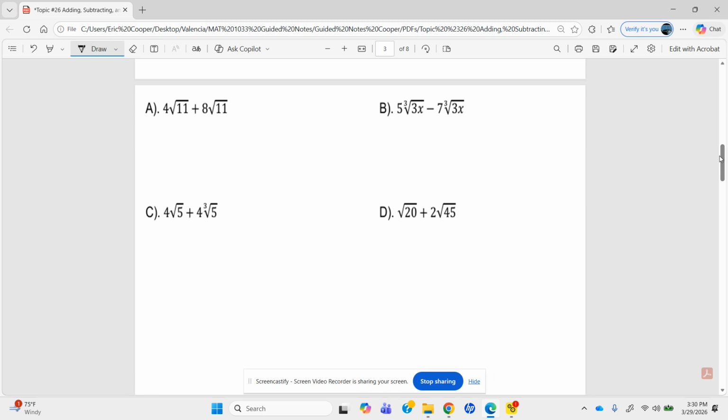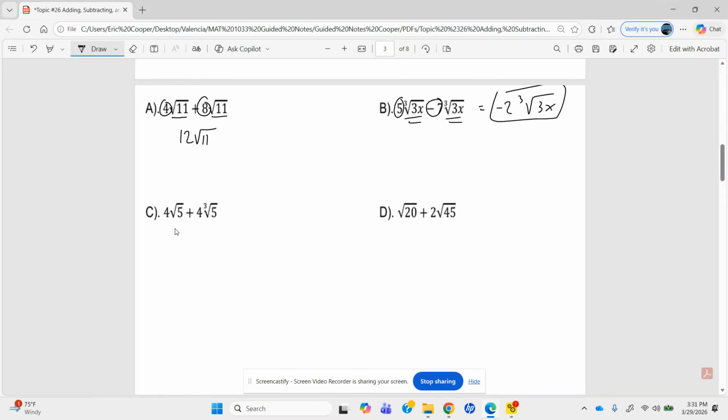So let's show you some basic examples. Here they both have a square root of 11, so we can go through and combine their outside numbers. 4 plus 8 will give me 12. We'll leave the square root alone. Same thing here. Both of these have a cube root of 3x, and they would both have to have a 3 in the x. The variable and the number on the inside both have to be the same. So in this case, we're doing 5 minus 7, which is negative 2, and then we're leaving the radical alone. So this would be my final answer.